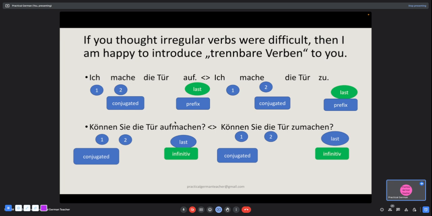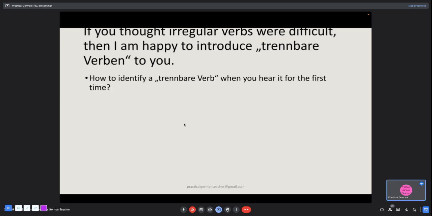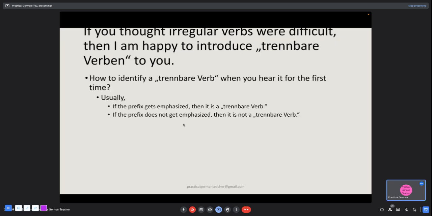So let's say you hear this for the first time: können Sie die Tür aufmachen? How do you know whether aufmachen is a normal verb or a trennbare verb? Again, you don't need to master this, but just so you know. If the prefix gets emphasized, and it is very difficult to understand, you need to listen very carefully. If the prefix gets emphasized, then it is a trennbare verb. If the prefix does not get emphasized, it is not a trennbare verb.